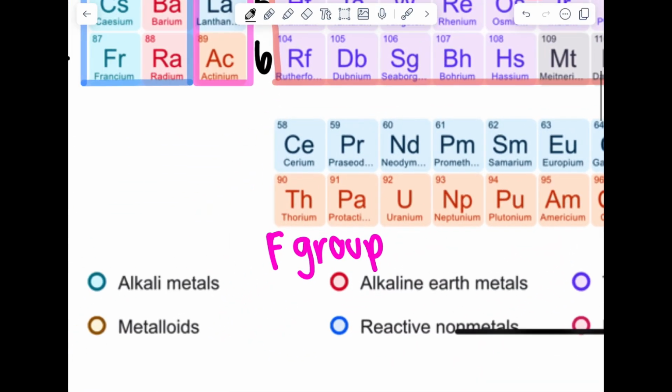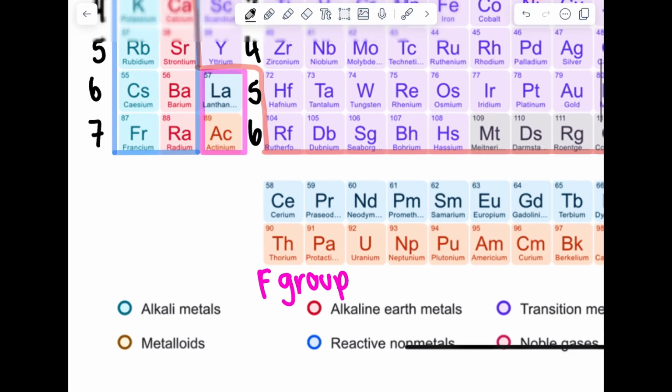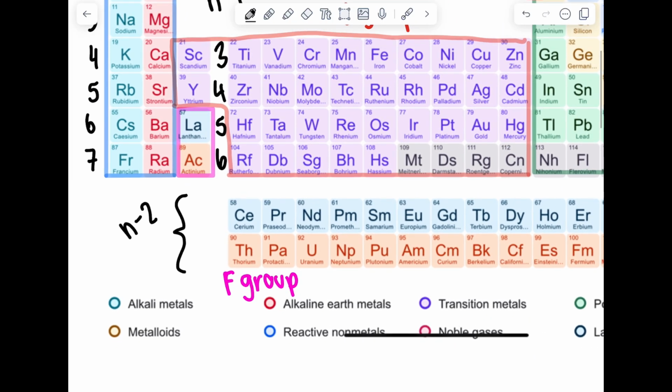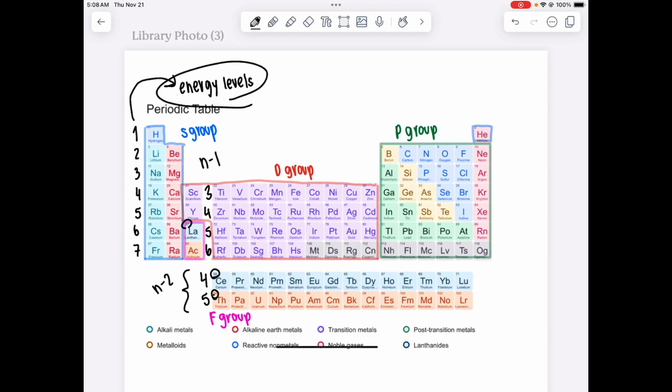It's kind of different for the F group, because for only this, it's n minus 2. So basically, 6 minus 2, what would it give you? 4. And what would 7 minus 2 give you? 5. So that's how you label your periodic table. So these are our levels.